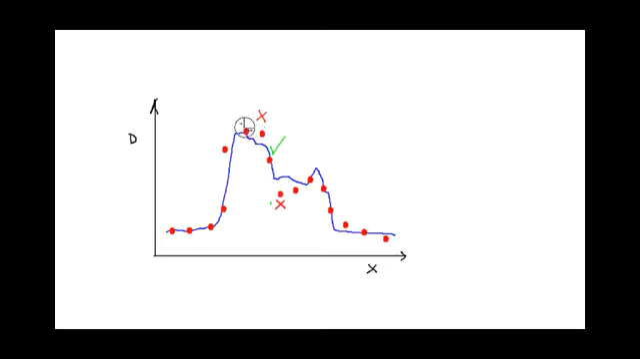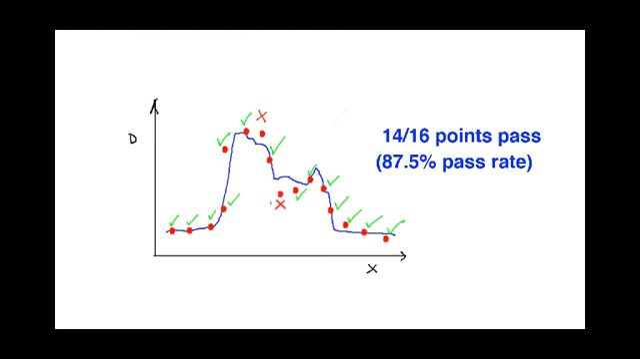It's not within the circle. So you go along marking each of these points. If it's within the circle of dose difference and distance to agreement, it passes. And you'll see here that most of these points are passing. So in all, we have 16 points and 14 of them pass. So that's an 87.5% pass rate for this particular field.